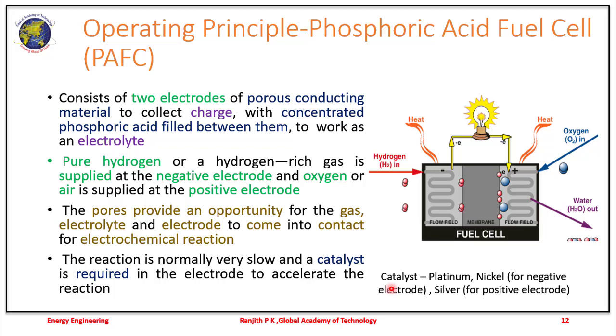The typical catalyst used in the phosphoric acid fuel cell is either platinum or nickel in case it is used at the negative electrode, or sometimes there is an attempt made to use silver as a catalyst at the positive electrode.